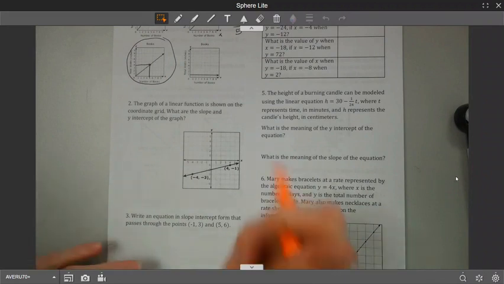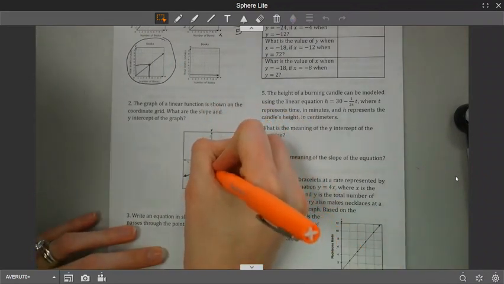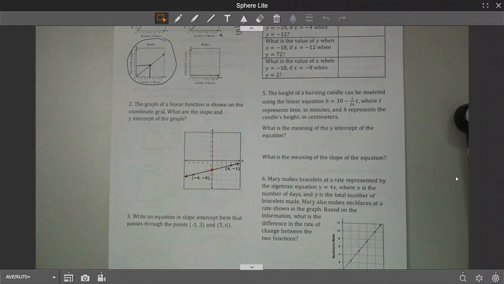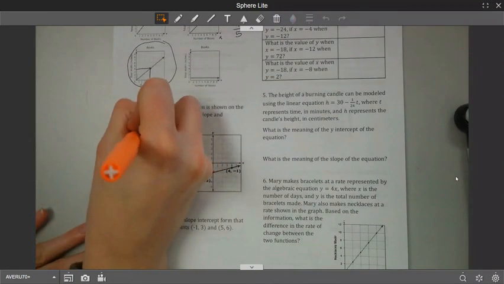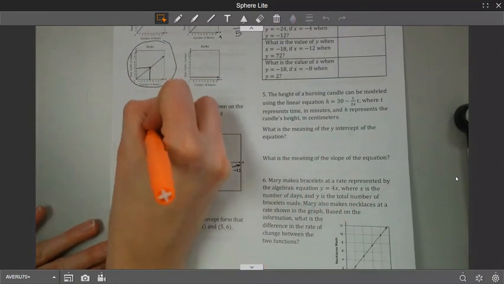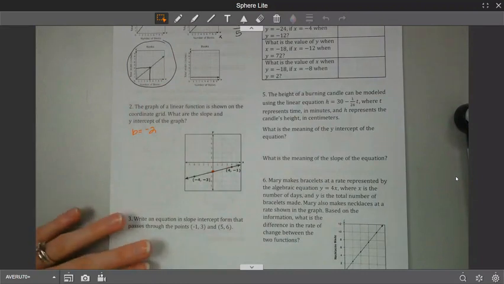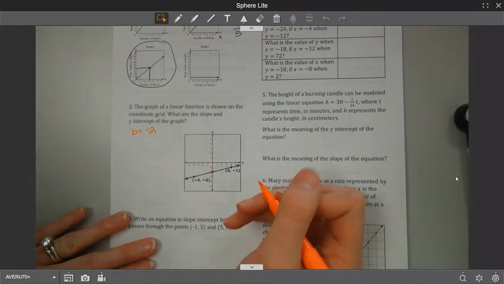So by hand, I can already see the y-intercept. The y-intercept, remember, is where this graph intersects the y-axis. So b is equal to -2. So there's my y-intercept. And now I can do rise over run.